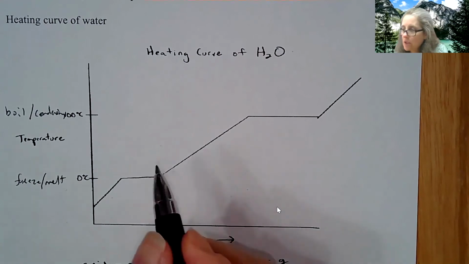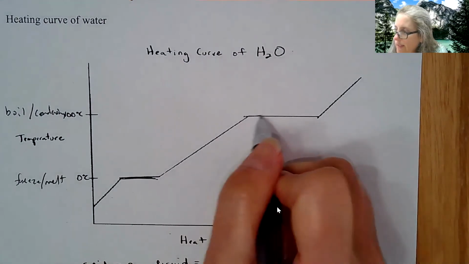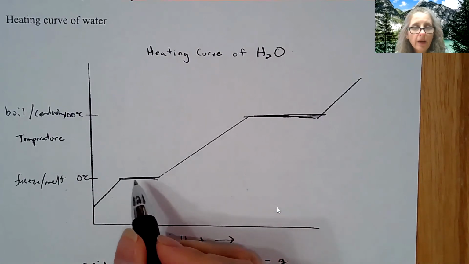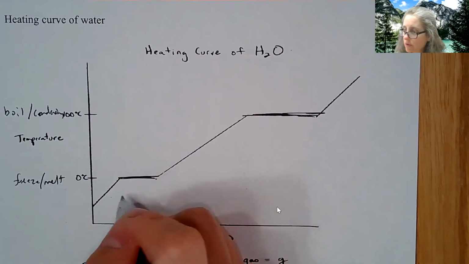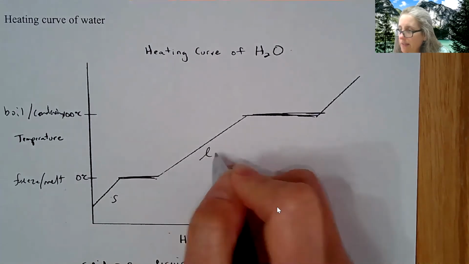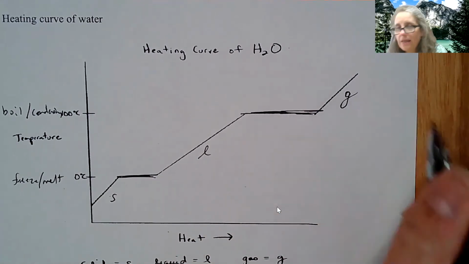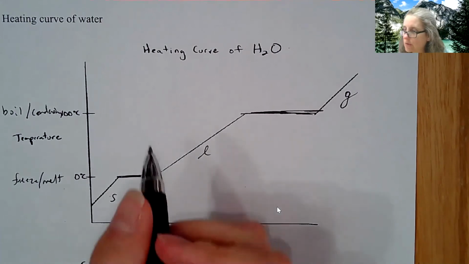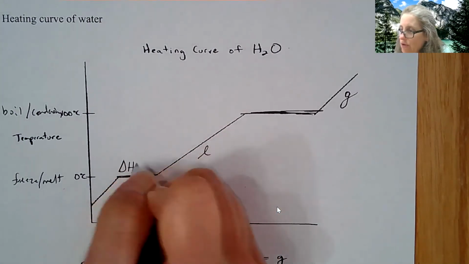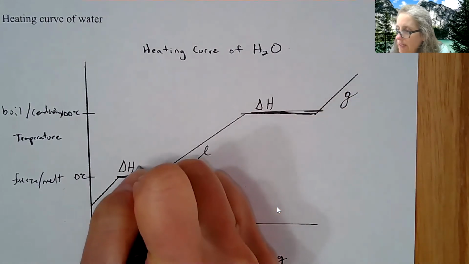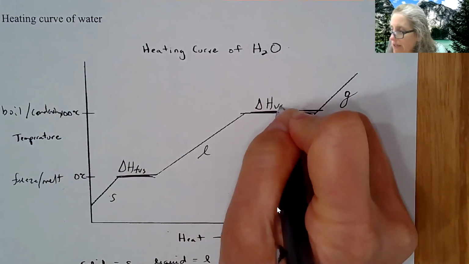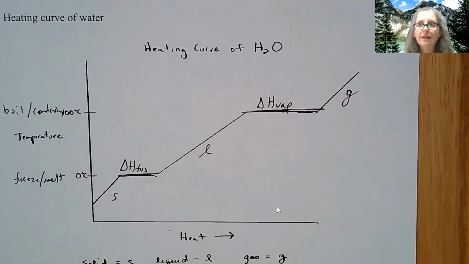These plateaus, where the line is going straight across, are where we have no change in temperature. That's what it's trying to show you. This is where water is a solid, this is where it's a liquid, this is where it is a gas. At each one of these plateaus, we have a different delta H. This is delta H of fusion because I'm going from a solid to a liquid. Up here, this is delta H of vaporization. So I call it delta H of VAP, my favorite one.